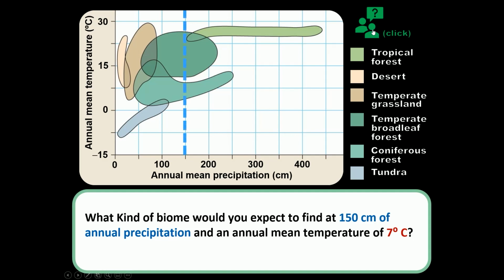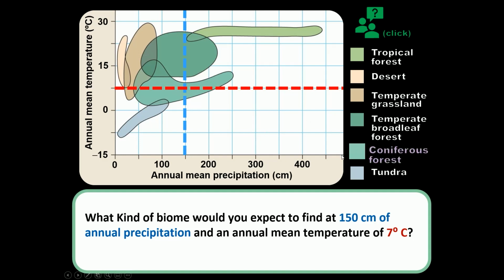Here's the line for precipitation. This is at 150 annual precipitation, 150 centimeters. Here's the line for 7 degrees Celsius. This would be about 7.5, but it's right about the same spot. And this is the shape for coniferous forests right here.